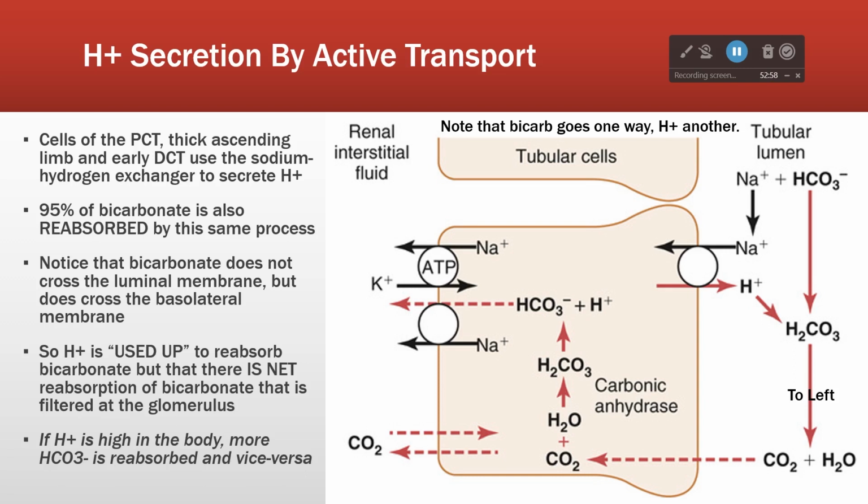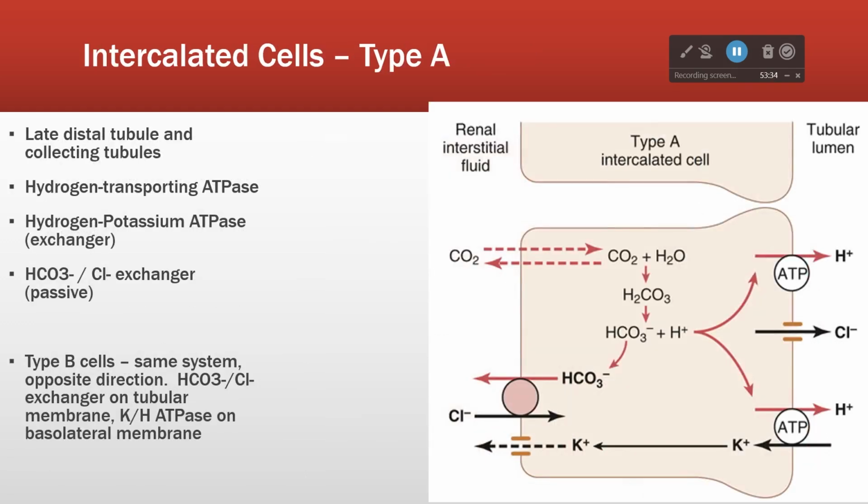The bicarb never comes in, but it is remade inside, and that bicarbonate that is made inside the cell can then be used later on. So this is regulatable. If hydrogen ion is high in the body, we'll make more bicarbonate, and vice versa. All right, your intercalated cells are the ones that can flip their poles. They can face acid way or they can face base way. We find them in the late distal tubule and the collecting ducts.